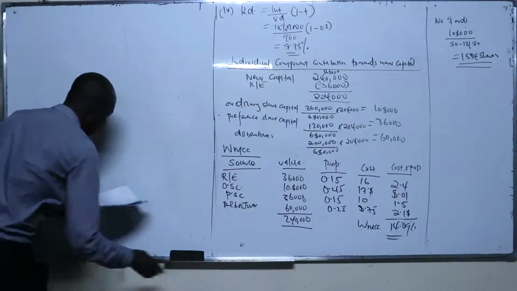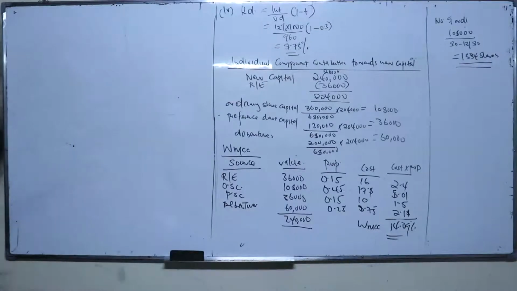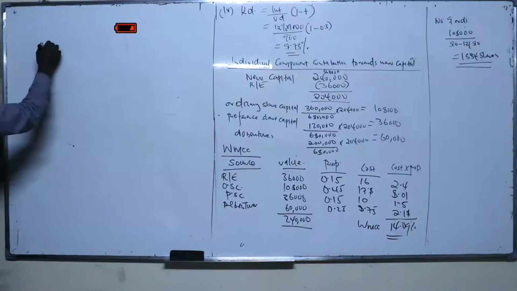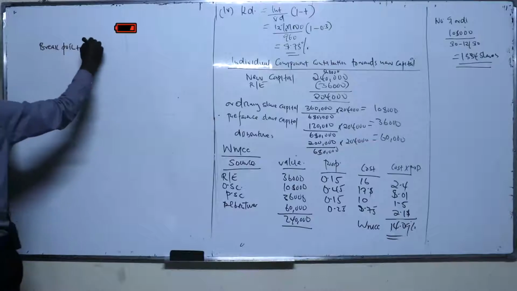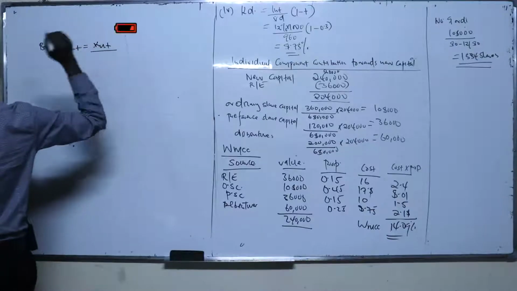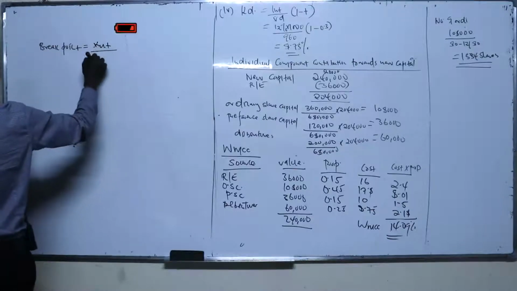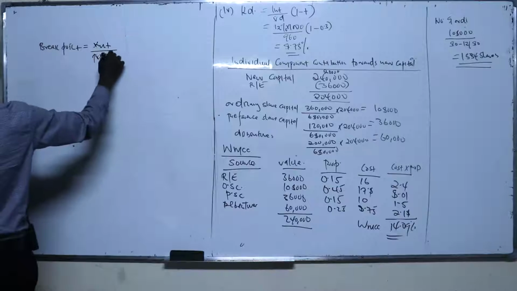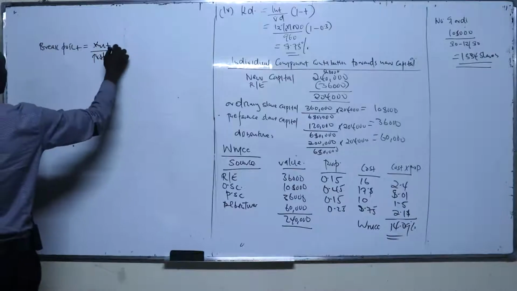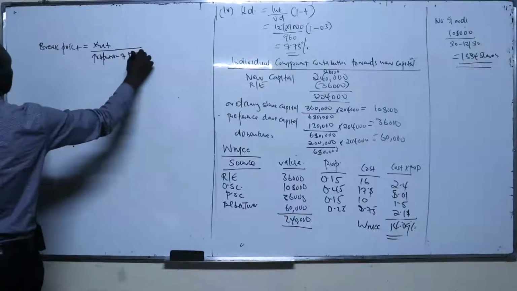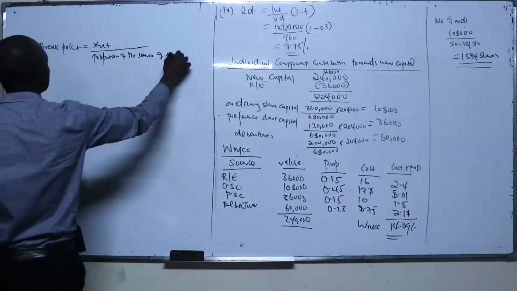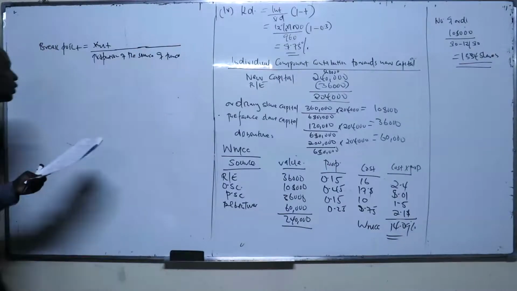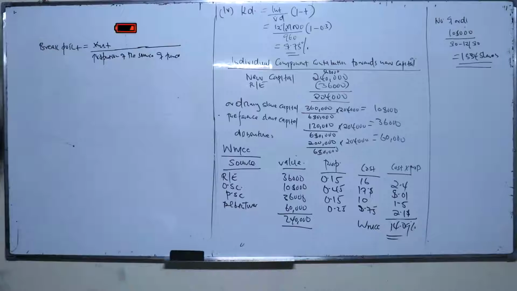So breakpoint is the amount to raise. Breakpoint is equal to the amount to raise over the proportion of the source of fund. So, the proportion of the source of funds.